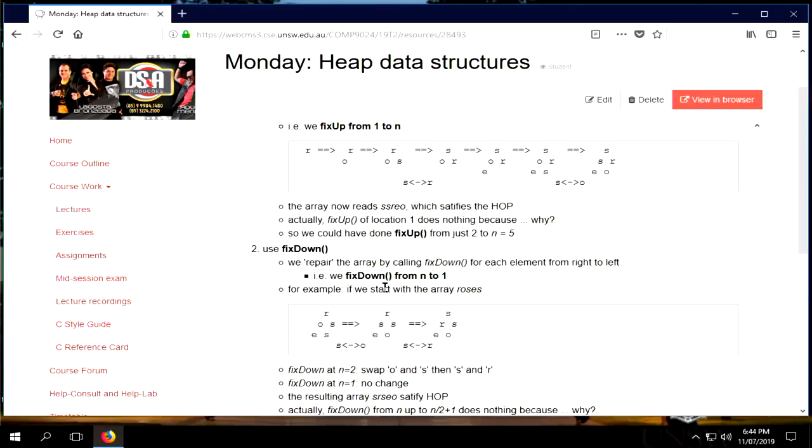Okay, so let's look at it as a tree. R, O, S, E, S. Childless, childless, childless. We start here. There are 5 elements. We divide by 2. We get element 2, all integer arithmetic here. That is element 2. So you only have to fix down from n divided by 2, because everything after n divided by 2 will be childless.